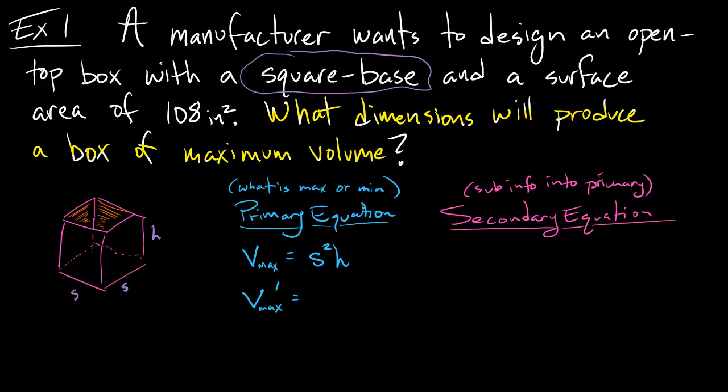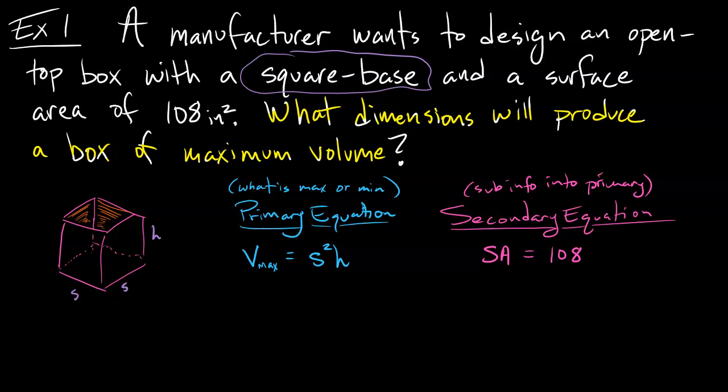But these problems are set up so that the secondary equation will help us make the primary equation easier to focus on. So my goal is to do derivative because that's how I find max and min. Secondary equation, basically what's the other sentence in the problem that has information? So in this one, it says surface area of 108. That's the only other piece of information in this problem. So surface area is 108.